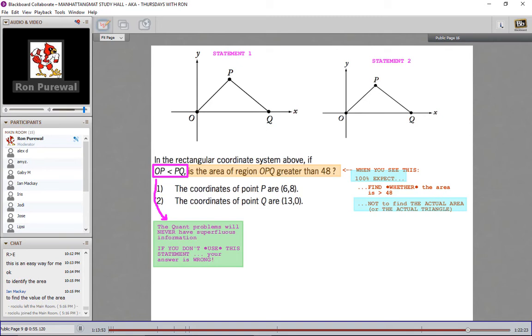So make sure you know what your goal is. There's 2 possibilities here, which are yes, the area is greater than 48, and no, the area is not greater than 48, which means it's equal to or less than 48. And if you can make both of these happen, that's not sufficient. Smiley face if that makes sense.